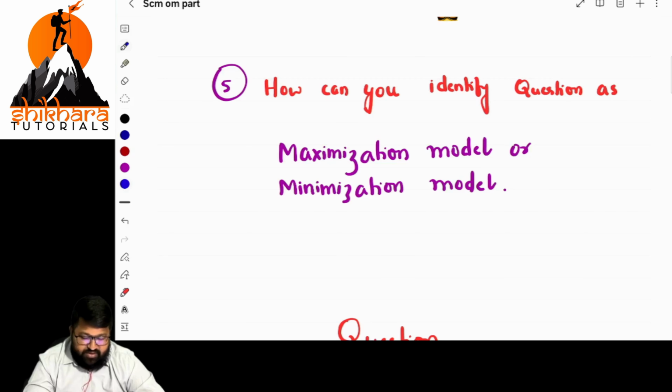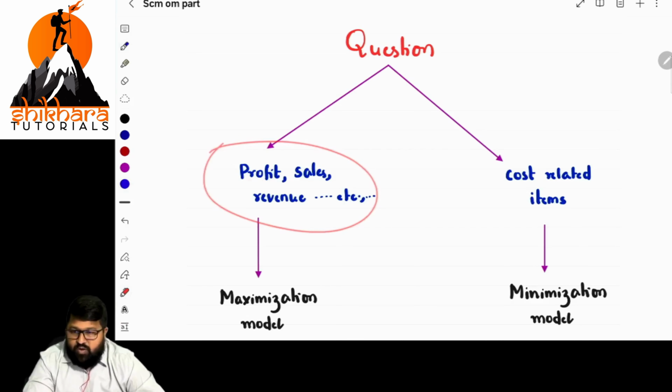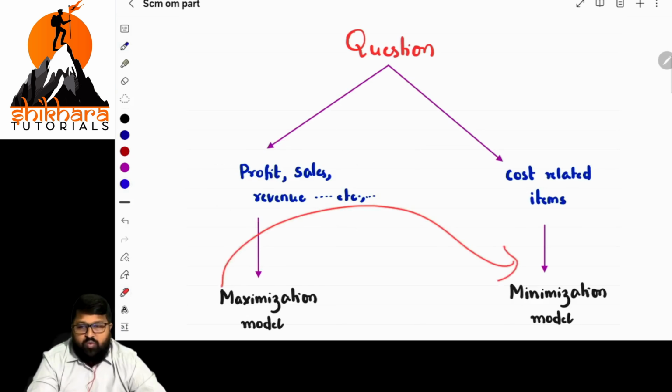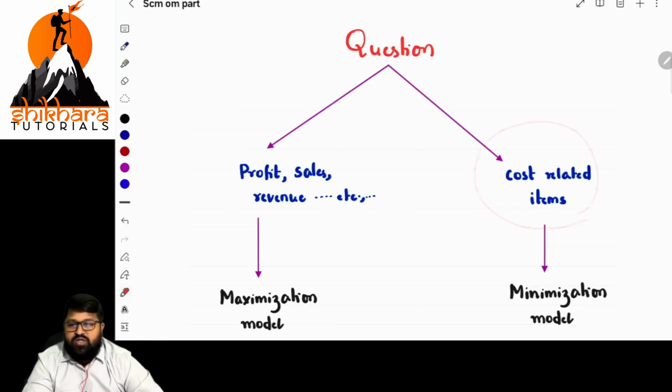So if the question is regarding profit, sales or revenue, it is a maximization model, and then we have to convert it into a minimization model. How to convert, I have mentioned already. And if the question is related to cost items, then it is a minimization model. This basic hint will be given in the question itself.